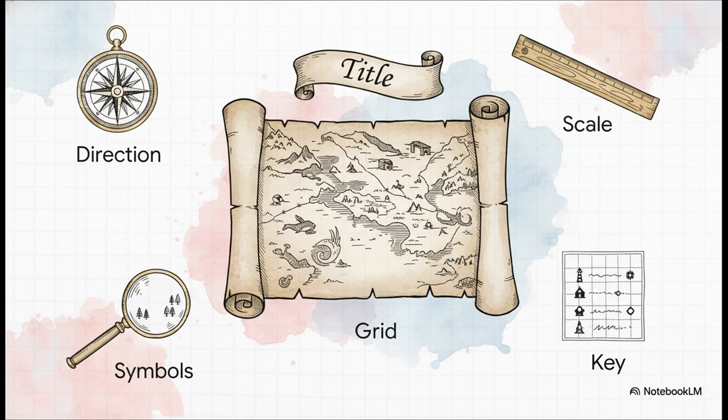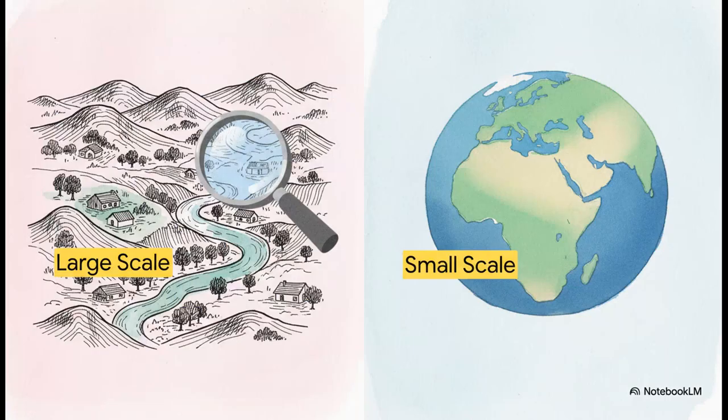Then there's the grid system, a network of intersecting lines used to pinpoint locations. You also have conventional signs or symbols, acting as a quick visual shorthand for physical objects. And finally, the key or legend, which is the crucial tool that unlocks the exact meaning of all those symbols. Working together, these 6 elements give immediate context and scale to what would otherwise just be random shapes on a piece of paper.